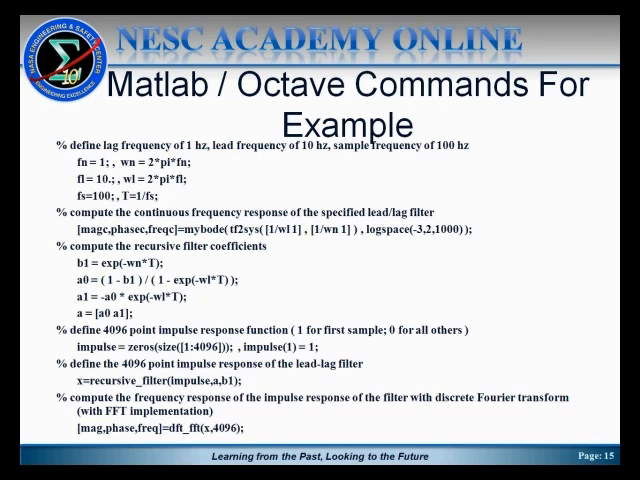We'll compute the magnitude and phase and frequency of the continuous domain transfer function as shown by that first calculation. Then we'll define the recursive filter coefficients B1 and A0 and A1. And then towards the bottom of the page, we'll define a 4096 point impulse response function. All that means is that we're going to find a function that's 4096 elements long. It's all zeros to start with.